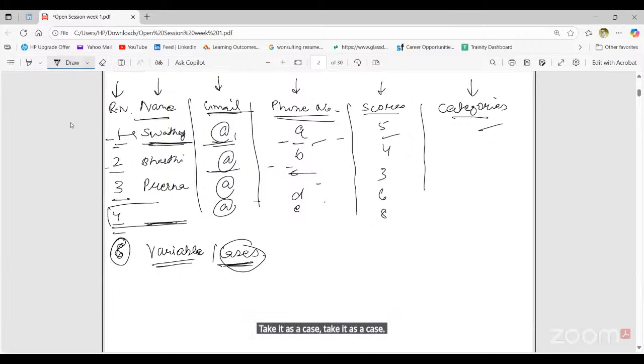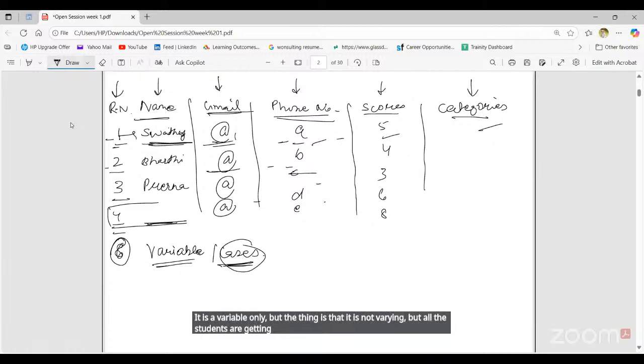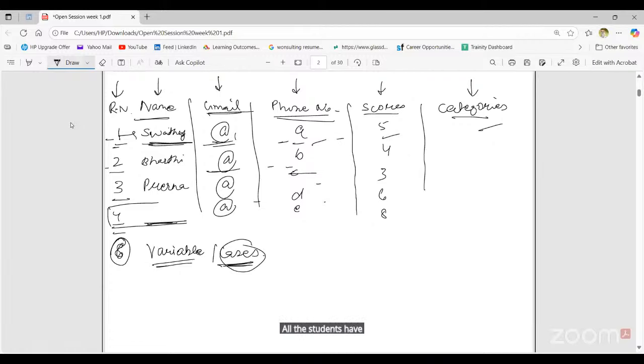It is a possibility. If all the students get the same marks, 5 out of 5 grade, then automatically will the scores be considered a non-variable? It is a variable only, but the thing is that it is not varying, and all the students are getting 5 out of 5. All the students have the same score, so it implies that it is a non-variable.